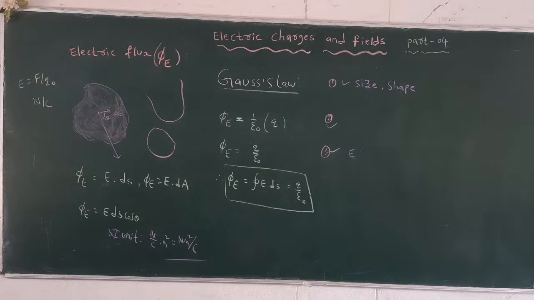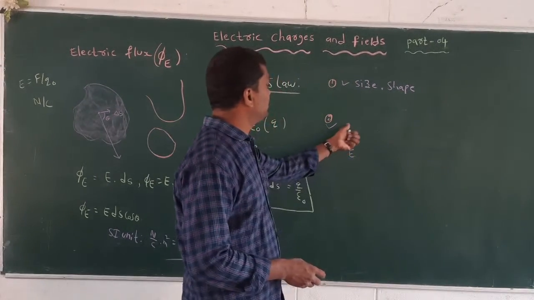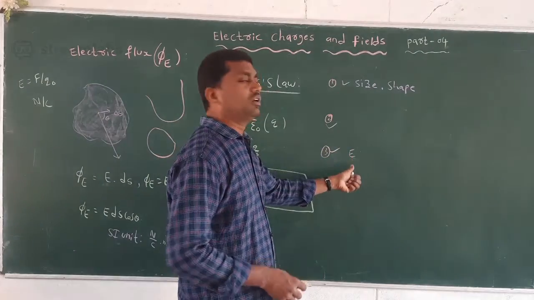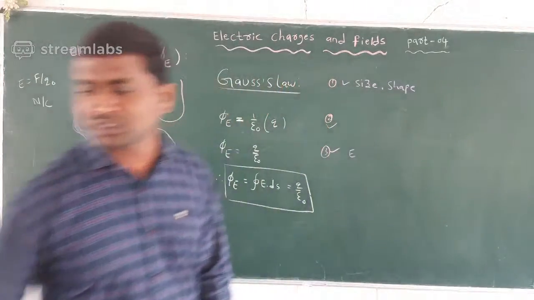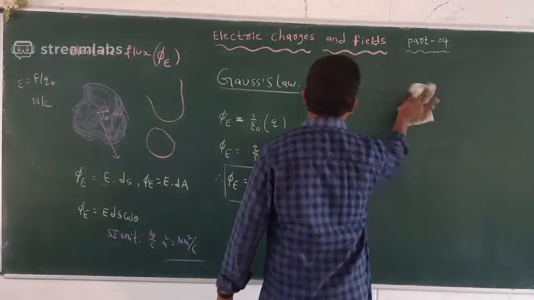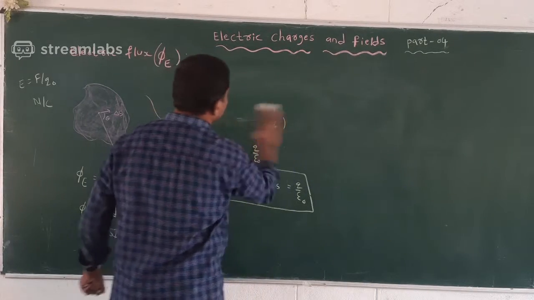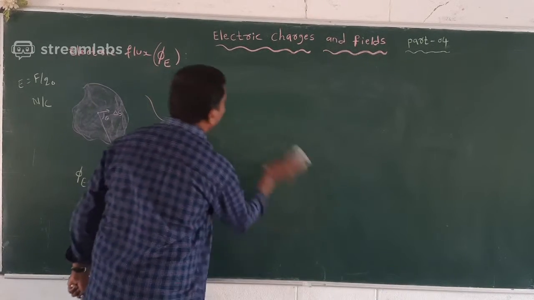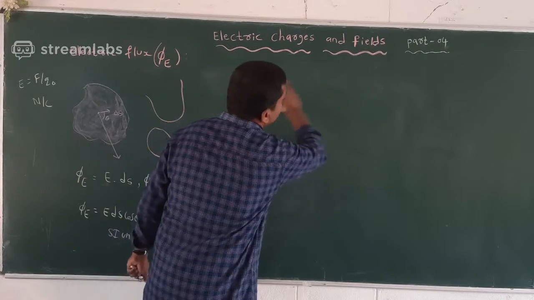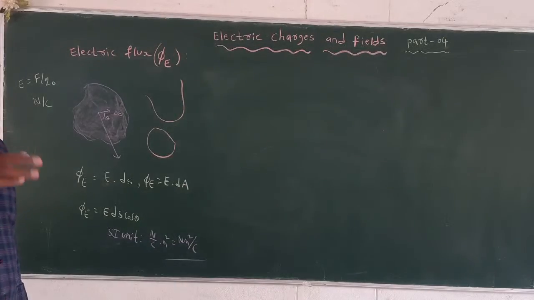So next, by using this Gauss law, I will tell about some examples: size and shape, stationary as well as moving charges over the charge distribution object. So I can take some objects. These questions will be asked as very short answers. So this Gauss law is applicable to the first one.